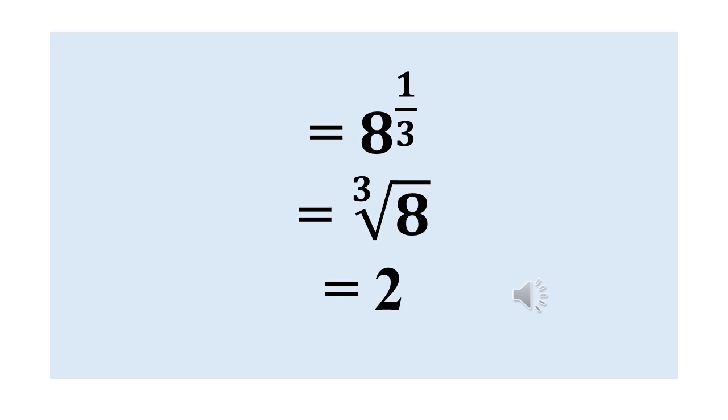So we have the cube root of 8, and the cube root of 8 is the number you multiply 3 times that will give us 8, and that is 2. So the cube root of 8 is 2, and that is the final answer.